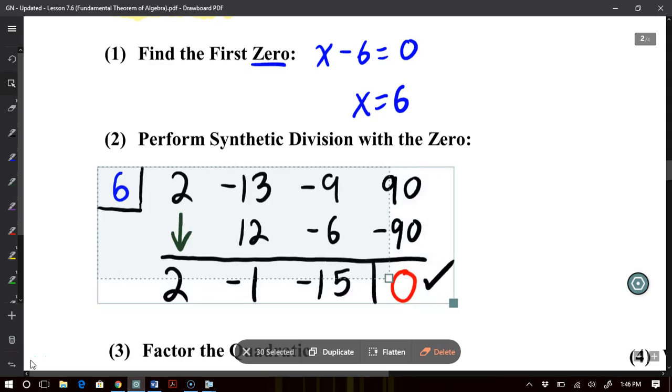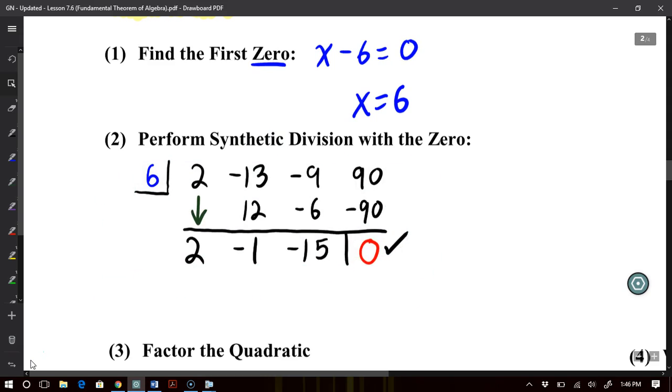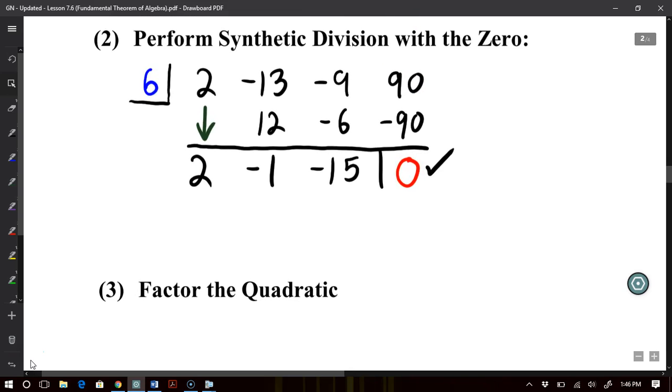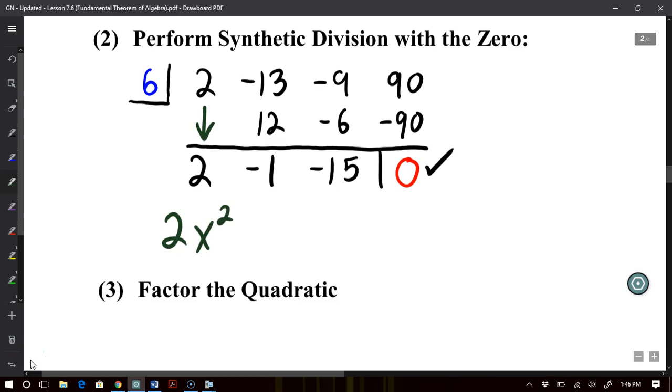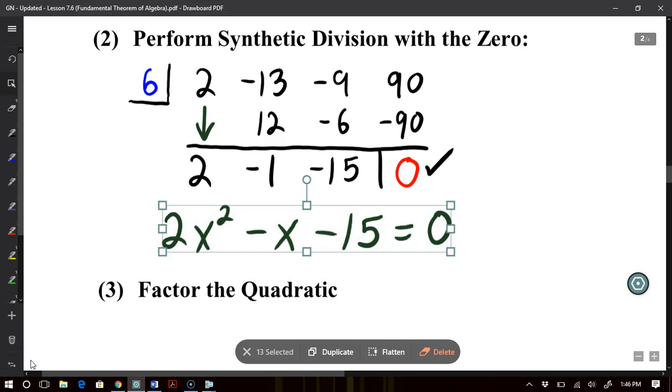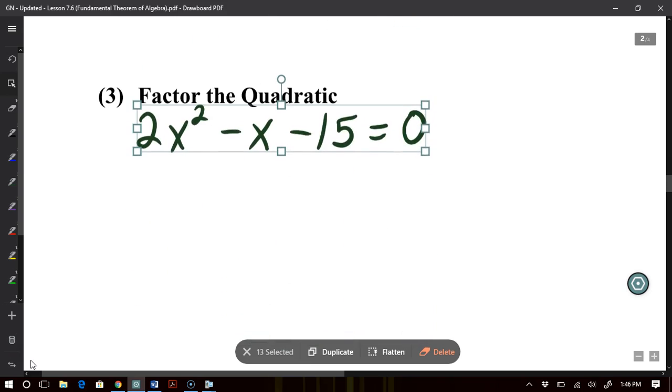I know right now I'm shooting for at least 40% of this problem being right. That's good. So now we write down what's left. We have 2x squared minus x minus 15 equals 0. That's the quadratic that remains. And at this point, we have to ask ourselves, can this be factored? Well, let's try it out.